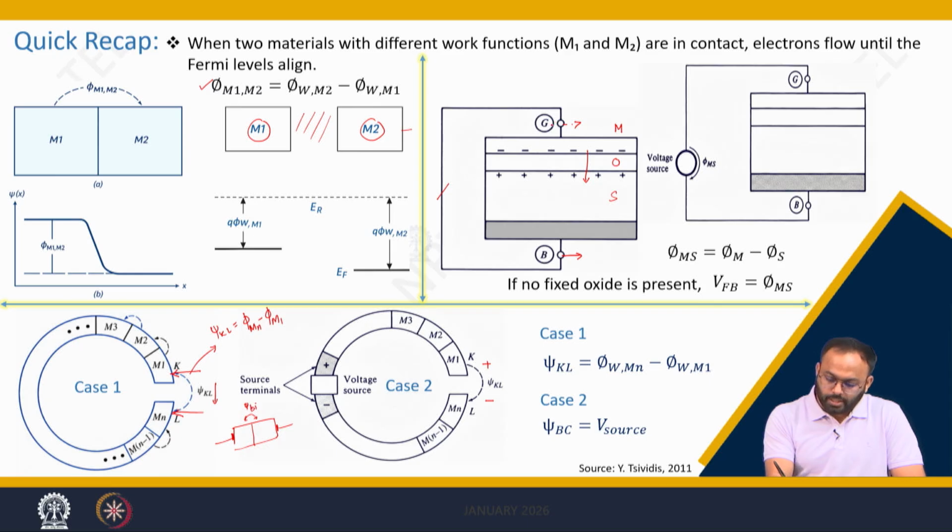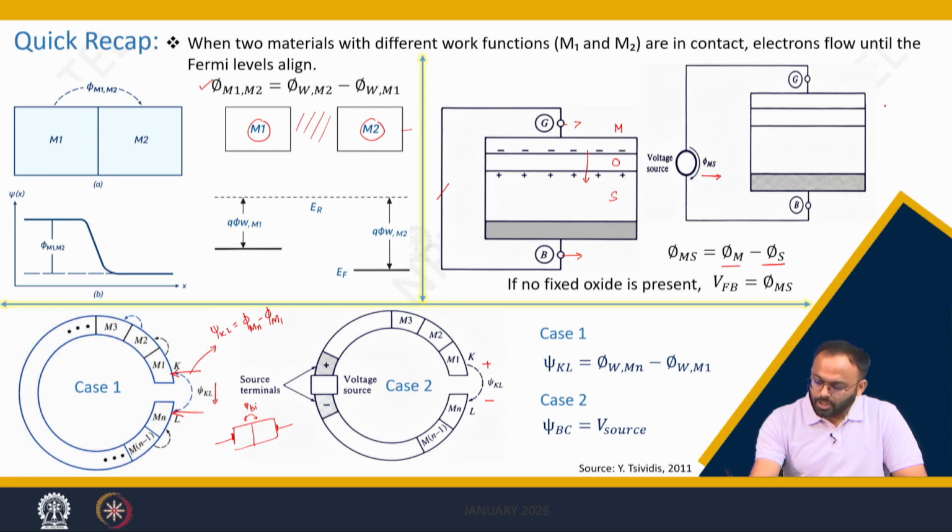When you connect the gate and body through an external wire, there will be a charge transfer, and that charge transfer is actually due to the work function difference between gate and body. We said that if we apply a voltage source externally in such a way that this charge transfer can be stopped, that is called the flat band voltage, which is nothing but phi_ms. It means the difference between the work function of metal and semiconductor.